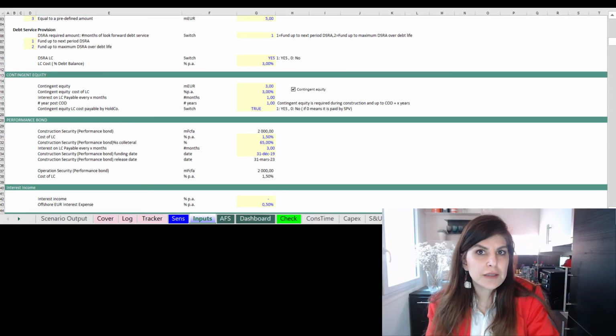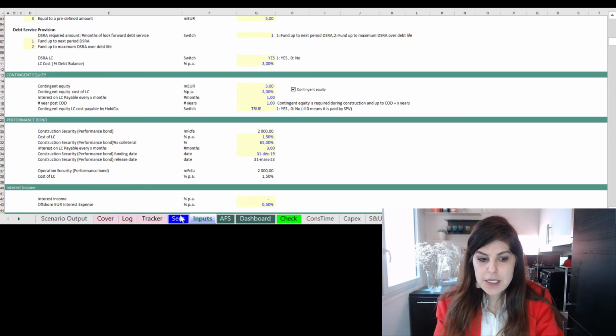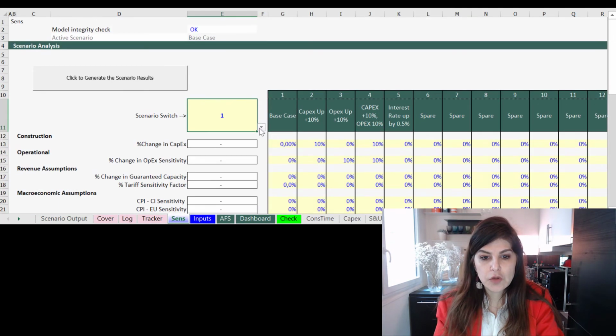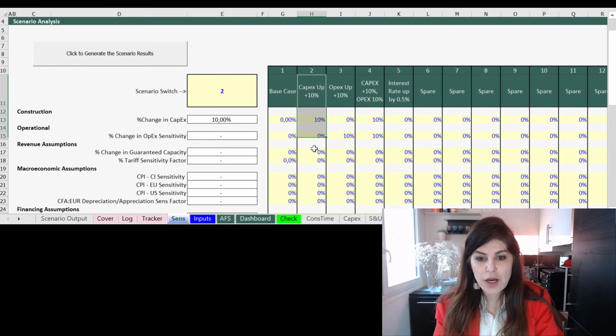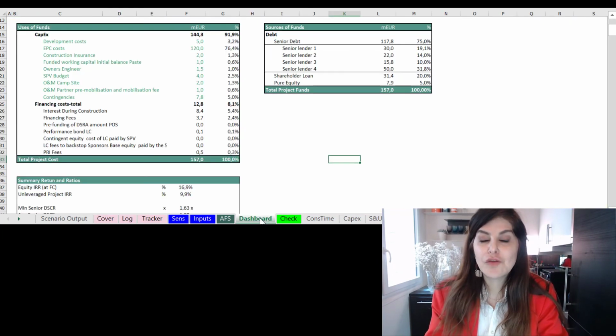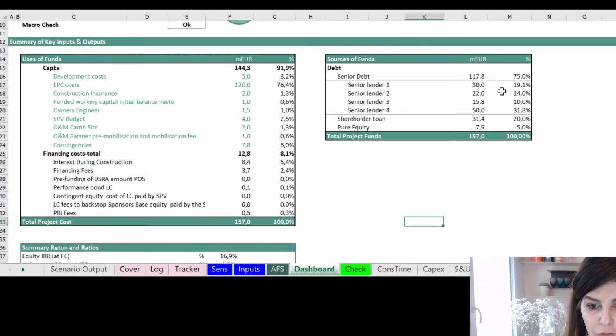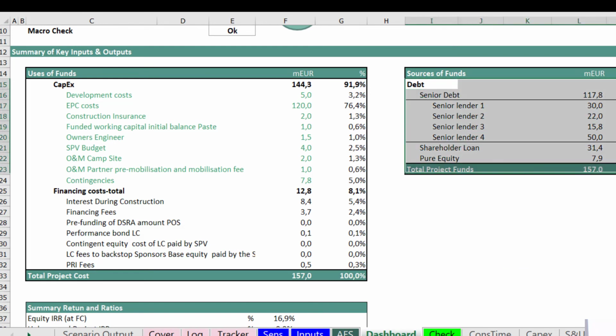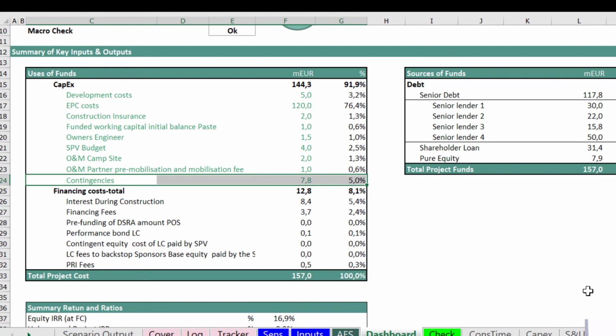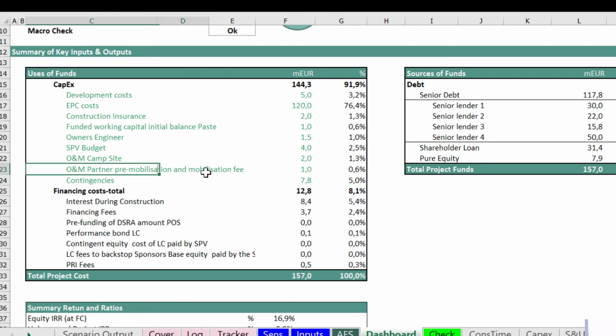Okay, now let's say that we are running some sensitivities. Let's go to the sensitivity sheet, and I'm going to switch to my scenario number 2. So scenario number 2 says that I'm going to apply a 10% increase in my capex items. Sorry, just before we go into the sensitivity, let's look at the base case. So we looked at the base case briefly, what I want to record. The total project cost under the base case is 157. That might be the lender's base case. I don't know what the sponsor's base case is. That's not the question. I think it's the lender's base case because that's how we are sizing the debt, right?